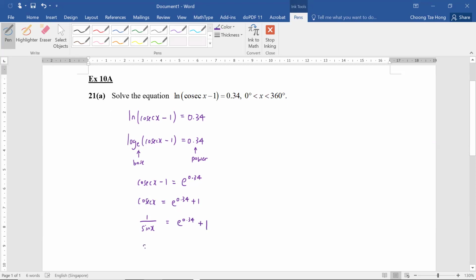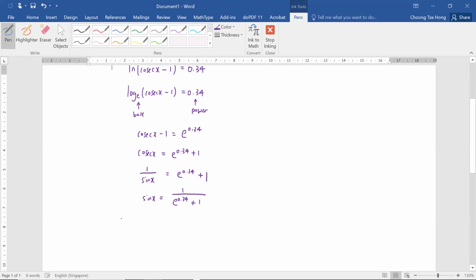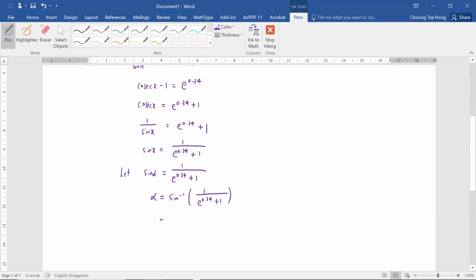If 1 over sine x is equal to this, then sine x will be 1 over (e to the power 0.34 plus 1). Then we can go ahead and find the basic angle. This is already positive, so we'll just leave it as it is. Then we do sine inverse of this to find the basic angle. From here you should be able to get the basic angle to be 24.57 degrees.